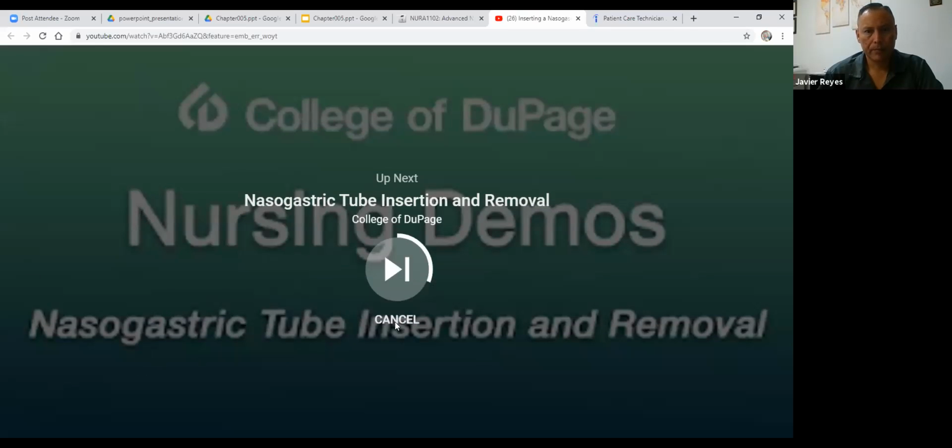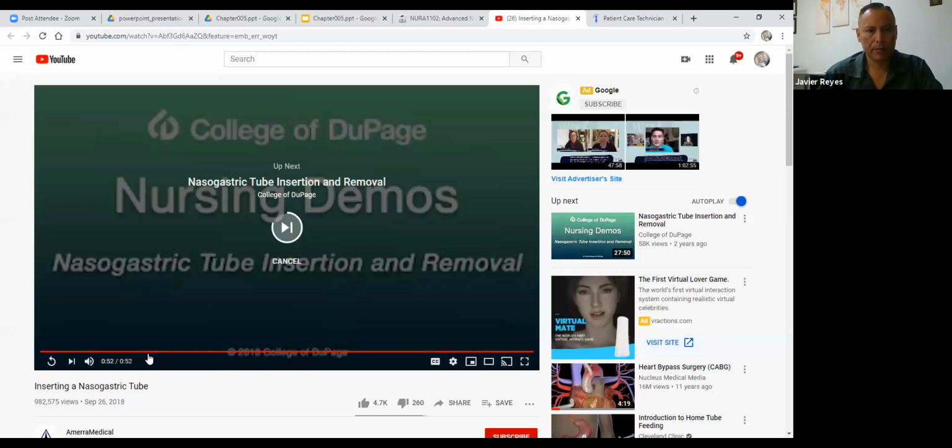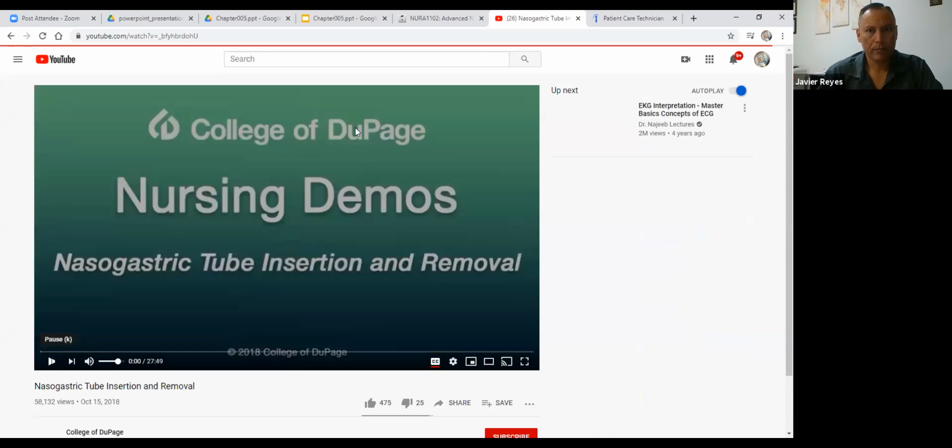Okay, I think the guy forgot some steps. So before we insert the tube, obviously we need a physician's order as to why we're putting this tube in. This is an invasive procedure, so obviously we have to obtain consent from the patient. After they obtain consent, then we have to get a kit. Well, it's not even a kit, it's just the tube by itself, a nasogastric tube.